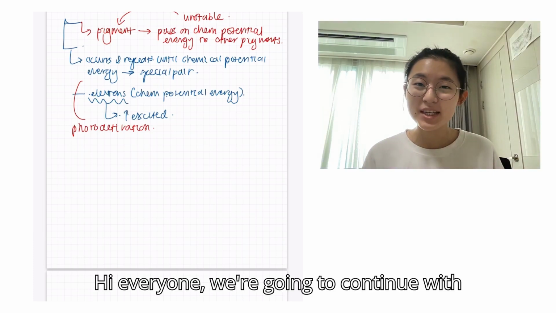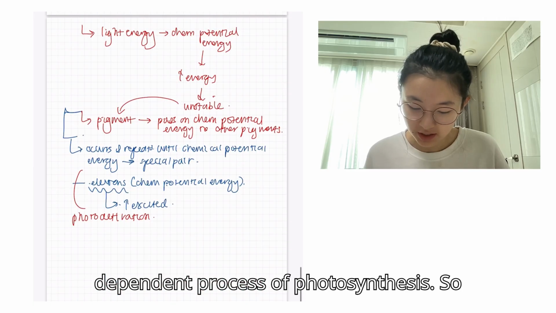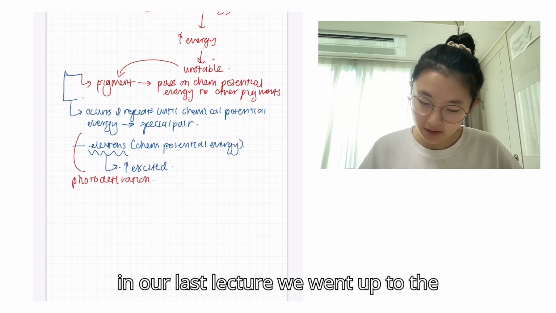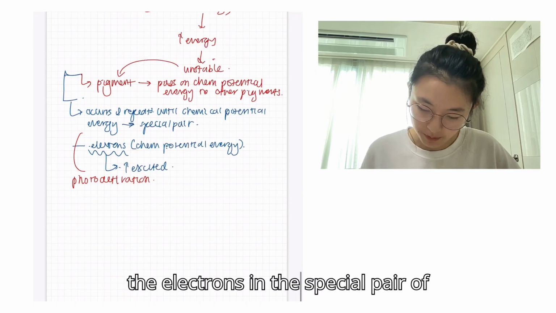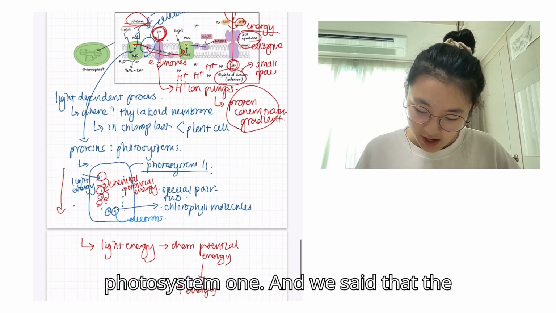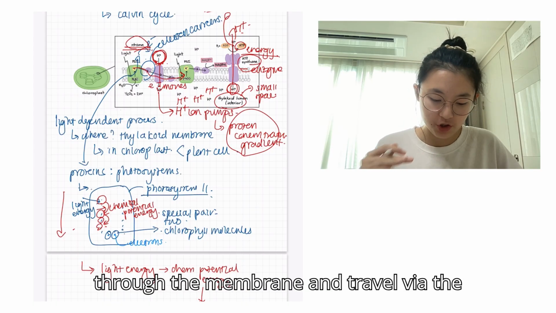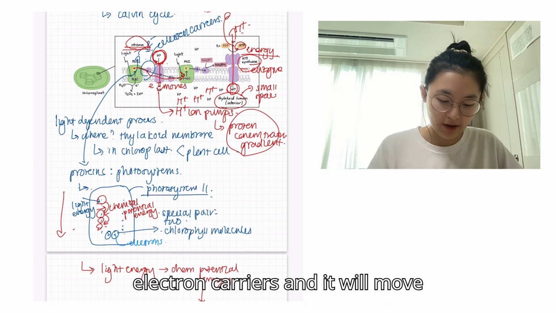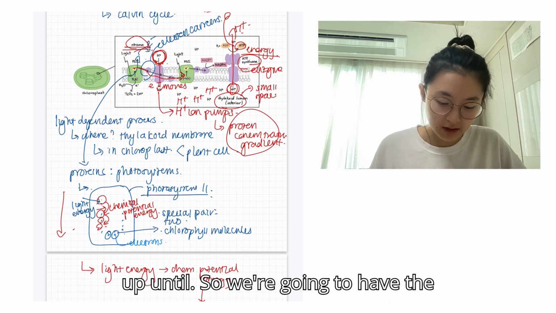Hi everyone, we're going to continue with our lecture and look into the light-dependent process of photosynthesis. In our last lecture, we went up to the point where we have photoactivation of the electrons in the special pair of photosystem 1. And we said that the electrons are going to travel through the membrane via the electron carriers, and it will move towards photosystem 1, which is where we got up until.